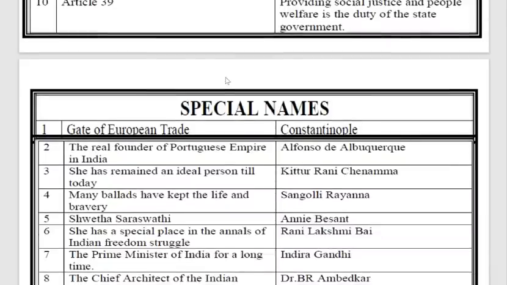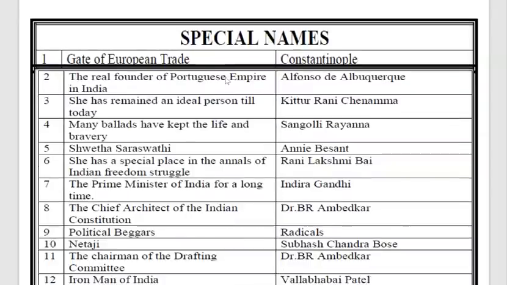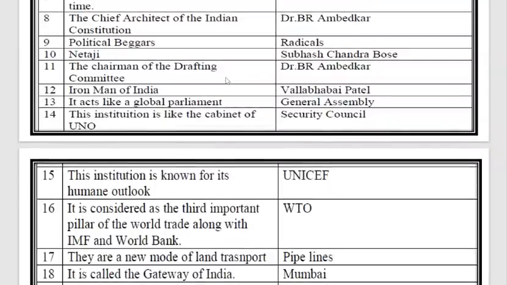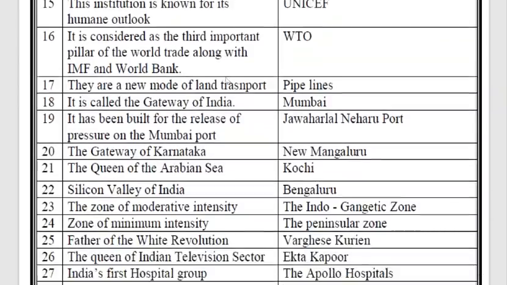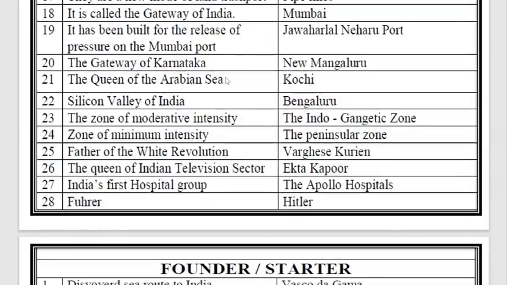Next, special names, like the Gateway of European Trade is known as Constantinople. The real founder of the Portuguese Empire in India, Alfonso de Albuquerque. Similarly, you can see the special names of the great people. You can just read all these points once. It is more than sufficient. I hope you remember.